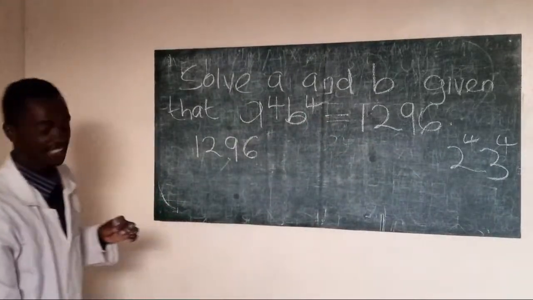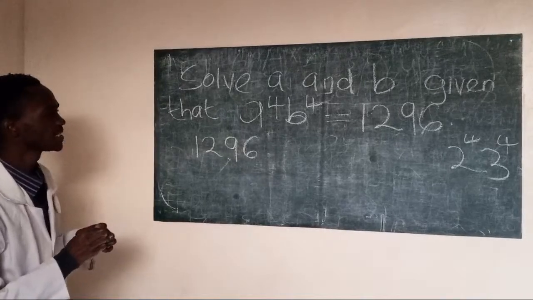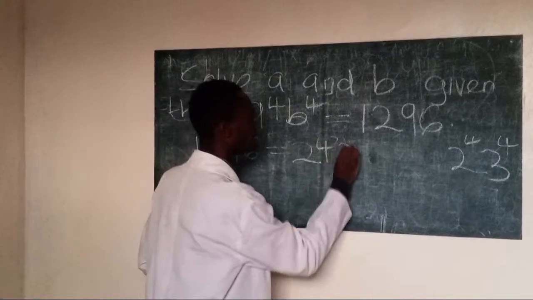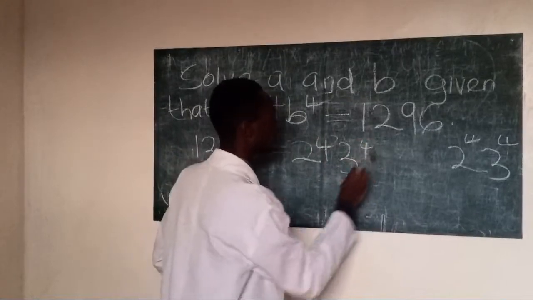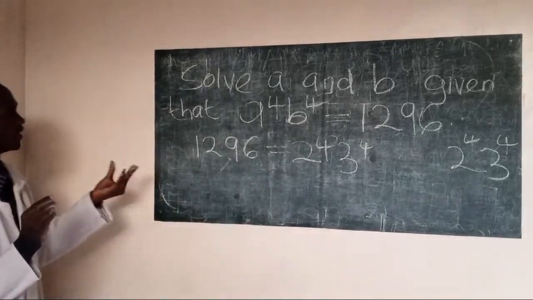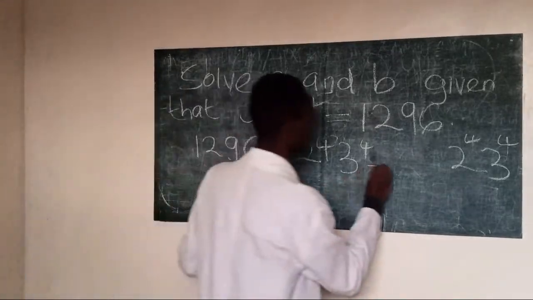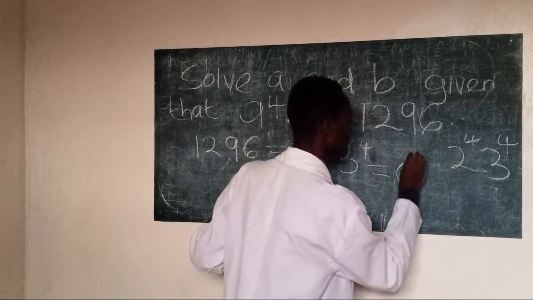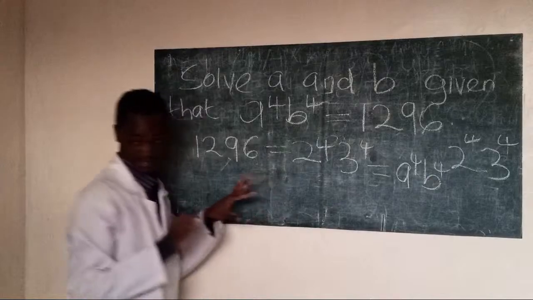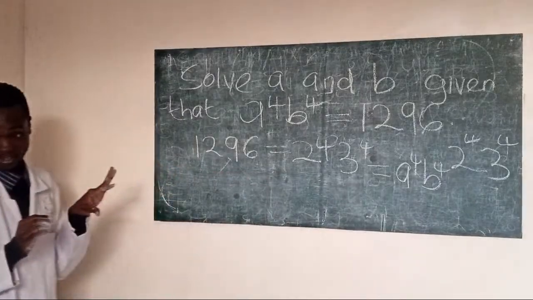Is 1296 equal to 2 raised to power 4, 3 raised to power 4? And 1296 is also equal to A raised to power 4, B raised to power 4, isn't it? Yes. Can I get the value of A?